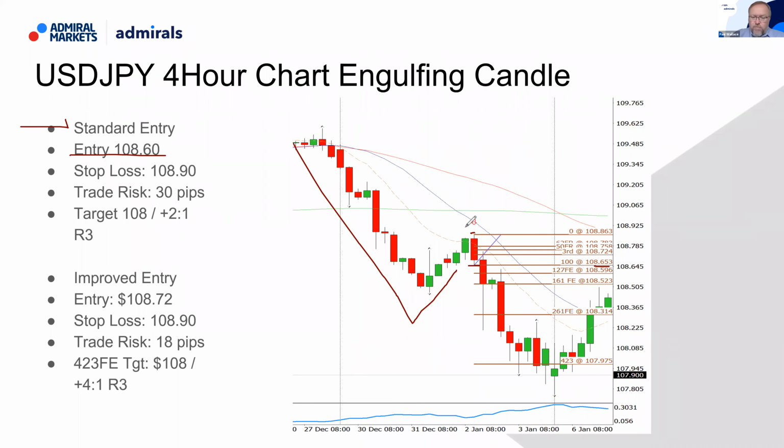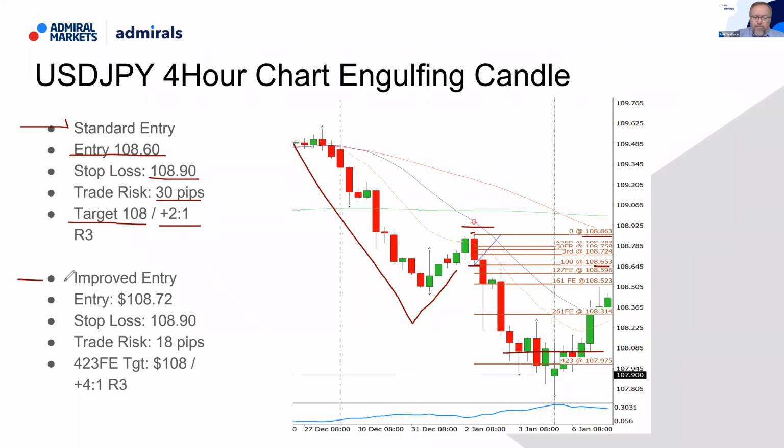Our stop is just above the highs. The high is 108.86, so our stop is about, let's say, 108.90. So we're risking 30 pips, and we're looking to trade it down towards the big round number at around 108. And that gives us a 2-to-1 reward to risk ratio on our trade using the standard entry. And for many traders, that would be very happy. They would be very happy with that.